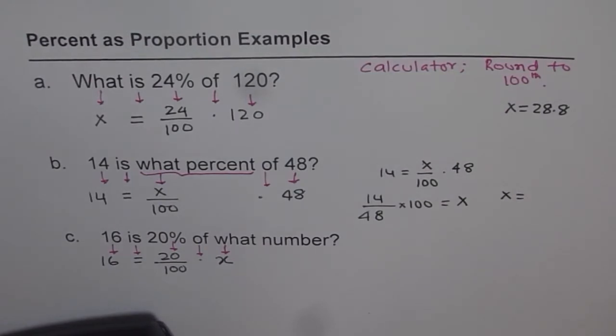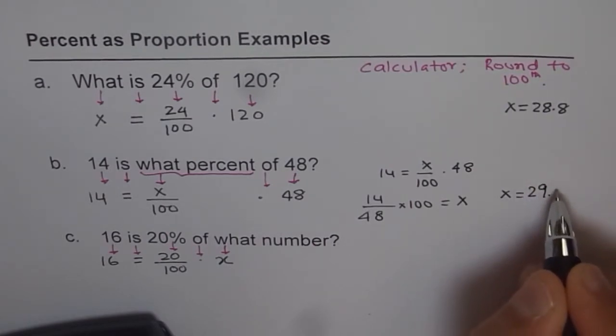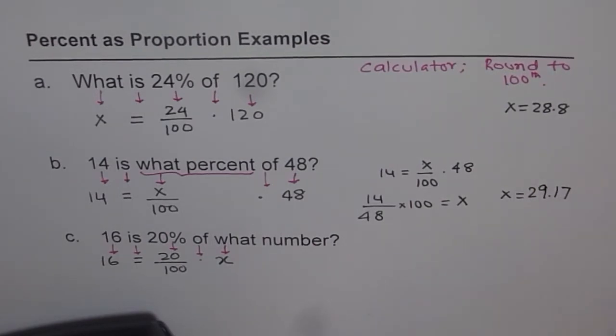So you get 14 times 100 divided by 48 equals some number which is 21.166. Oh, sorry, 29. So it is 29.166. So I'm writing 17. Okay. I have purposely taken these values so odd so that you get used to rounding.